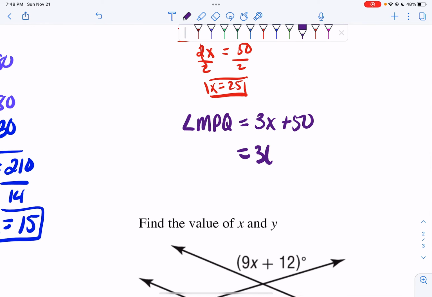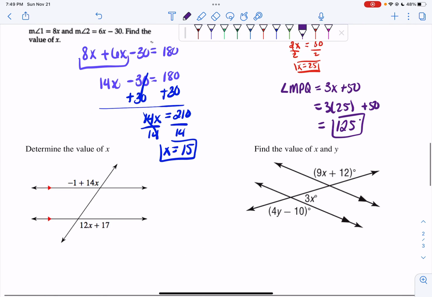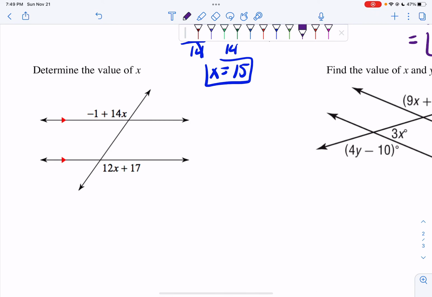So 3 times 25 plus 50. Well, 3 times 25 is 75. 75 plus 50 is 125. So I can say that this angle is 125 degrees. And that's my final answer. Number 3, determine the value of x. If I look, these two angles are alternate exterior angles.